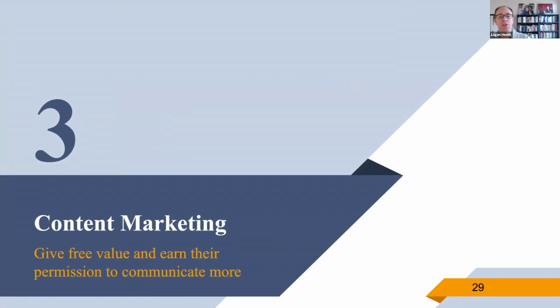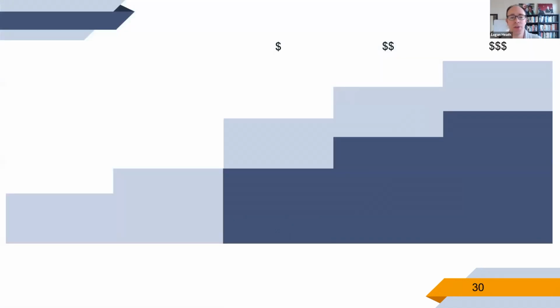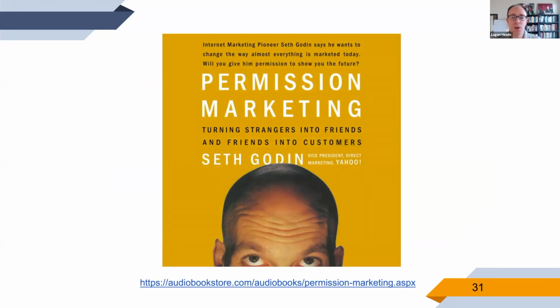So tying in with this whole idea, particularly reciprocity, is give free value and earn people's permission to communicate with them more. So again, here's our value ladder and here's our marketing, right? Sales on the right, marketing on the left. So we want to get people some value before they're even spending money with us. Seth Godin had a book, actually back in the 90s, called Permission Marketing.